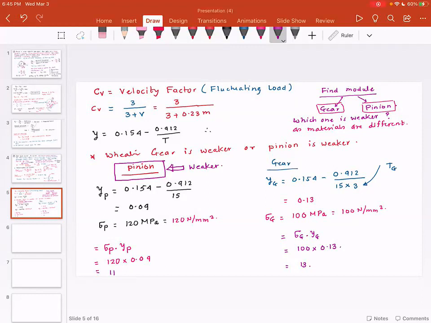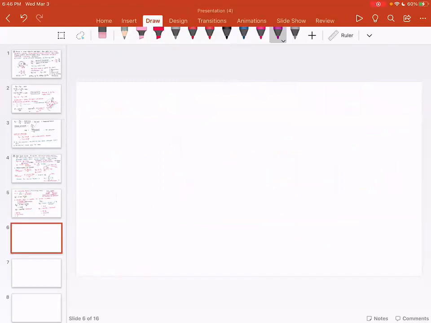Everyone understood this step? This is an important step, and this is something that we will have to do in helical gear design and bevel gear design, where we have to find out whether the pinion is weaker or the gear is weaker. So with this, we will start. As the pinion is weaker, the module will be designed based on the pinion.